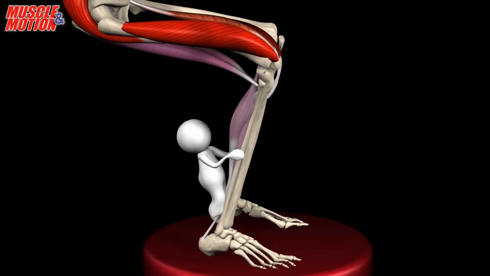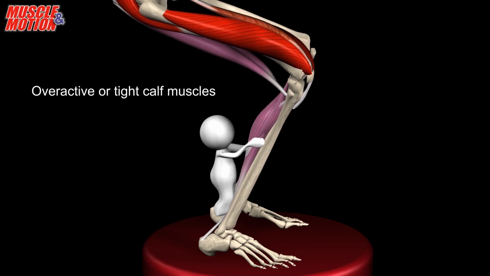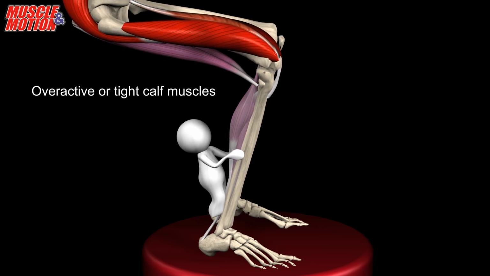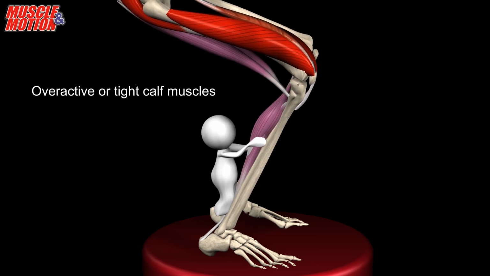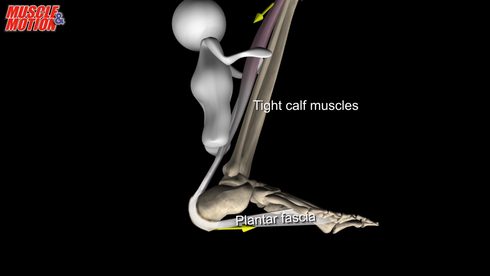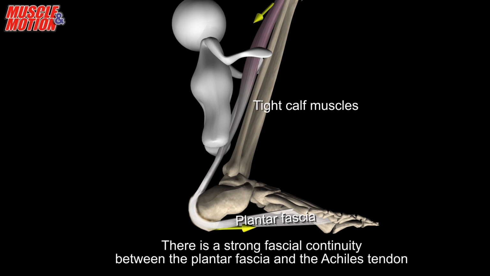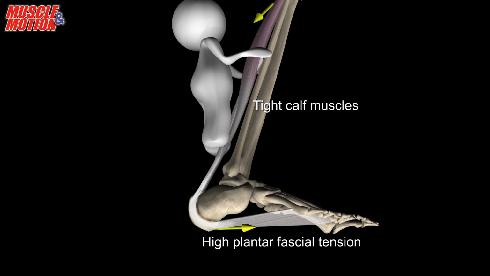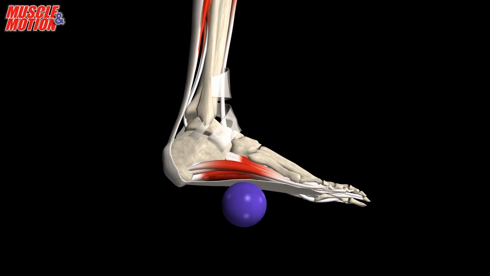A possible reason for restricted ankle dorsiflexion is overactive or tight calf muscles. There's a strong fascial continuity between the plantar fascia and the Achilles tendon. The plantar fascia is tissue on the bottom of the foot that can affect the mobility of the ankle and foot. The possible solution: self-myofascial release and stretches.